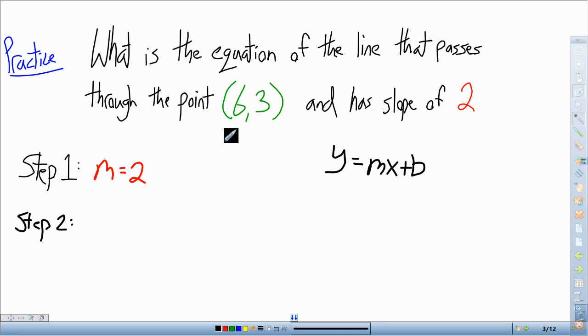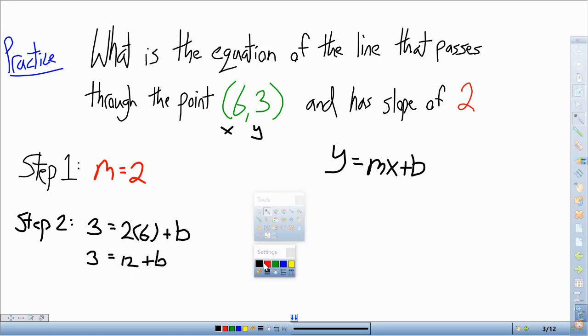All right, again, this is my x value, this is my y value, right? So we know our y value is 3 equals our slope, which we know is 2, times x, which on this one is 6, plus our y-intercept b, which we don't know. Okay, and just like the last problem, let's simplify first. So we got 3 equals 12 plus b.